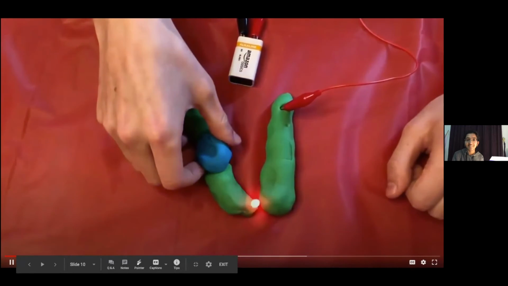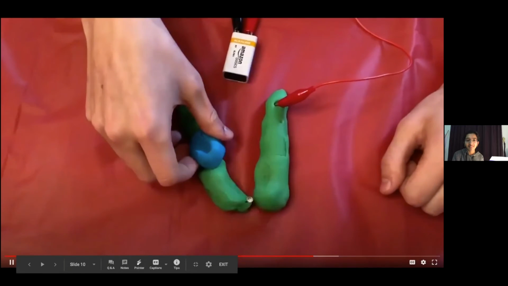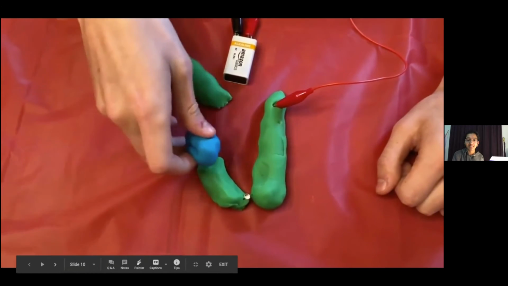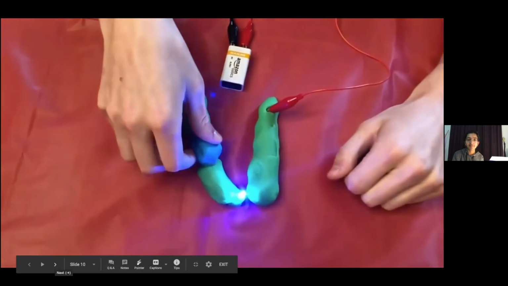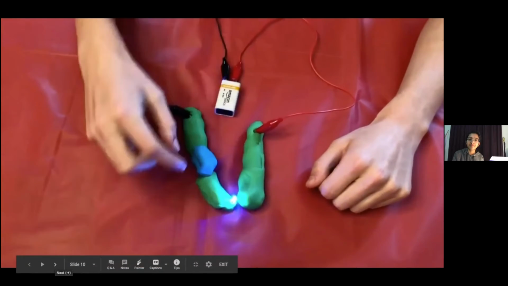Now what do you think is going to happen if I remove it again? Exactly. And here's the idea of a switch. Bye-bye light. That's right, it turns off again. That's because only when the Play-Doh is connected can the electrons go through the full circle of the battery circuit setup.